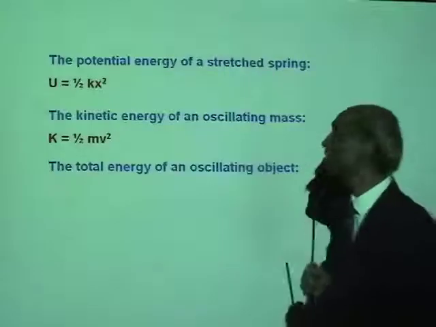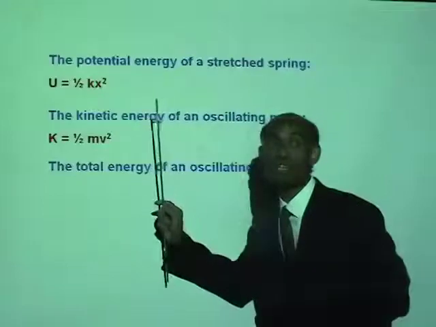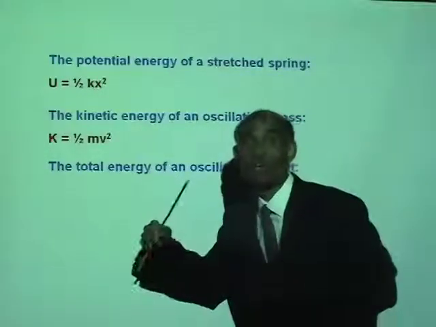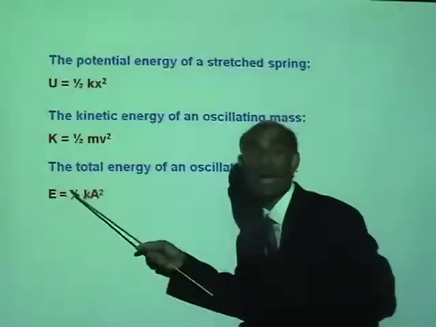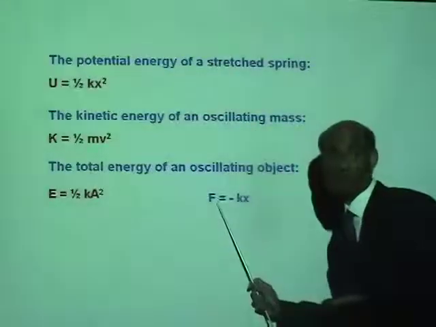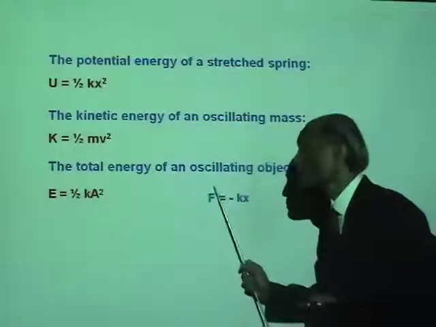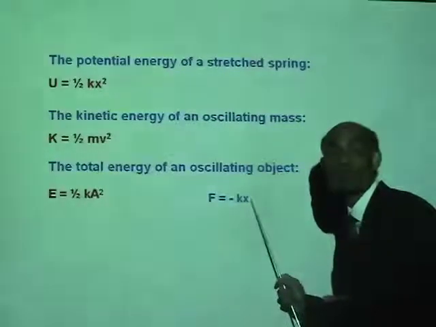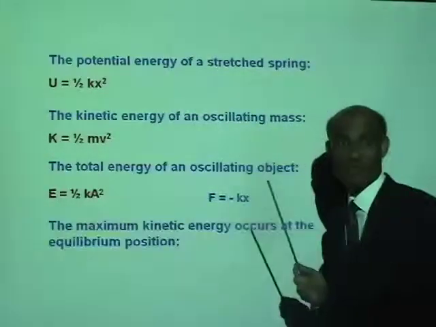What is the total energy of an oscillating object? The total energy is made up of the potential energy and the kinetic energy, and we know that the total energy remains a constant and is equal to 1/2 k A squared. F equals negative k x or negative k y. The restoring force of a spring is proportional to the displacement and takes place in the opposite direction. We talked about that too.